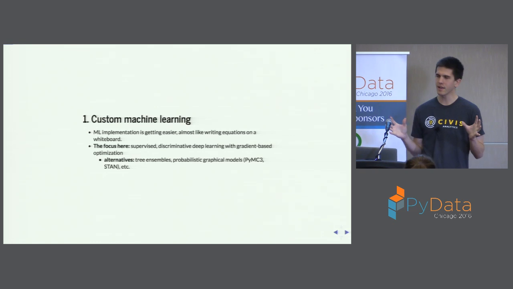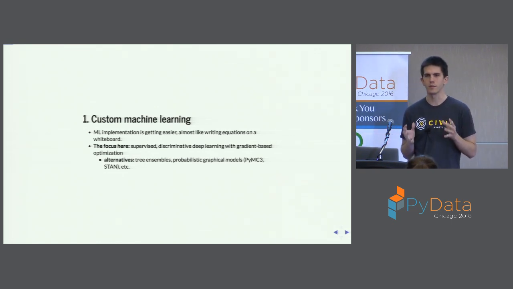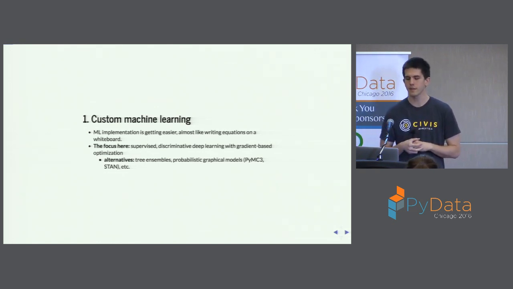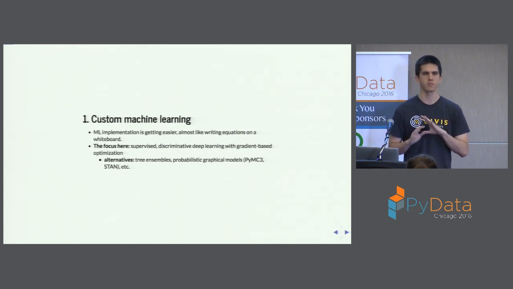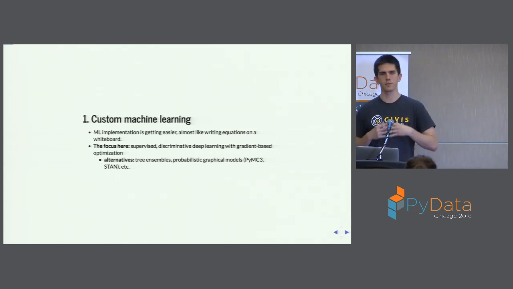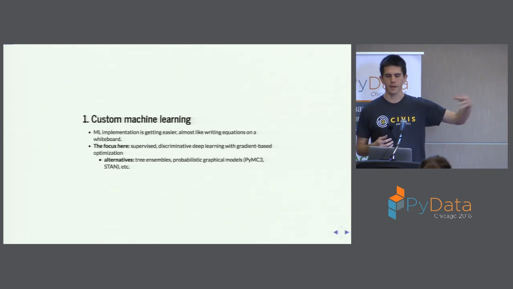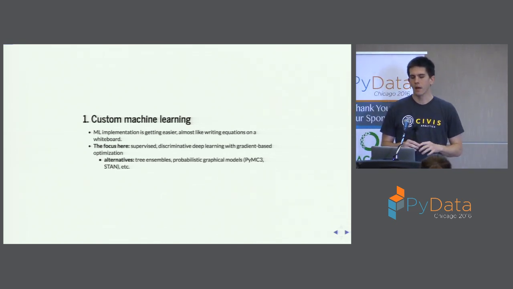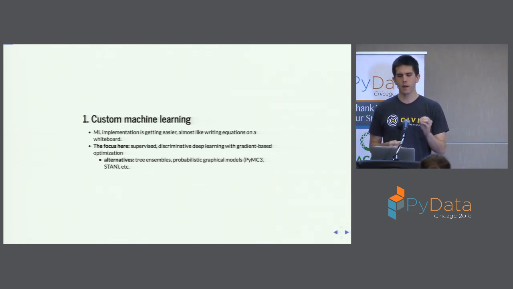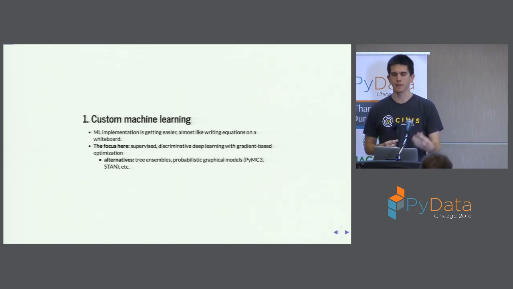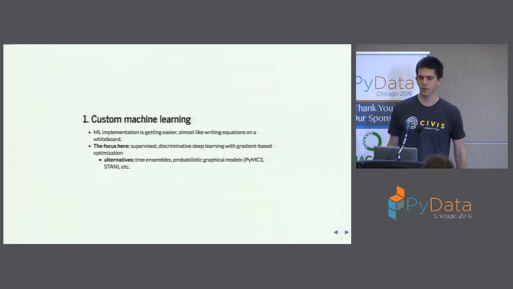It's been really amazing how much easier machine learning implementation has gotten over the past few years. It's getting almost to the point where it's like just writing equations on the whiteboard, and then you have this very scalable, reliable, fast implementation. I'll talk a little bit about TensorFlow and Theano and things like that and why they are useful to start with. Kind of give some background, give some motivation.